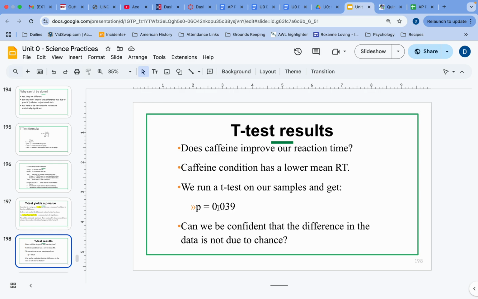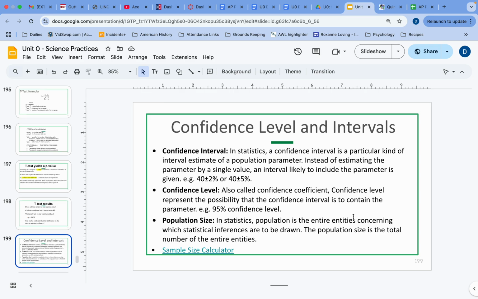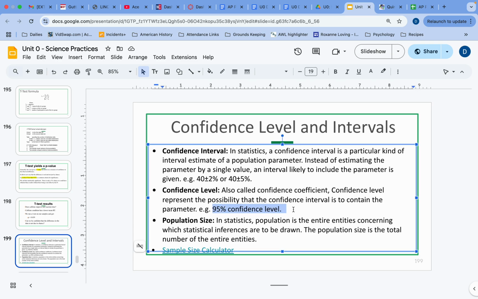So if you have a p-value of 0.039, move your decimal place 2 to the right, 1, 2, you have a 3.9% chance that your reaction is due to dumb luck or just chance, but you have a 96.1% chance, or a percentage of confidence, that it is in fact due to the independent variable, which again is caffeine in this case. And here we go again. So again, the key to know, confidence level. That's what it's all about.